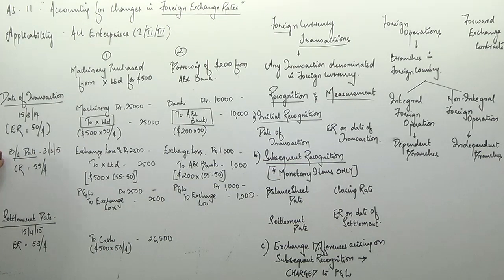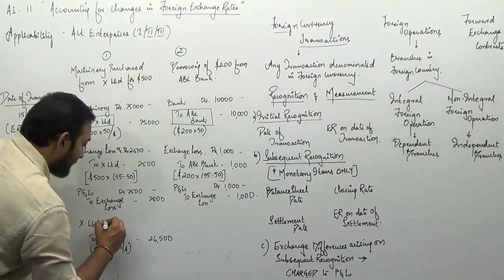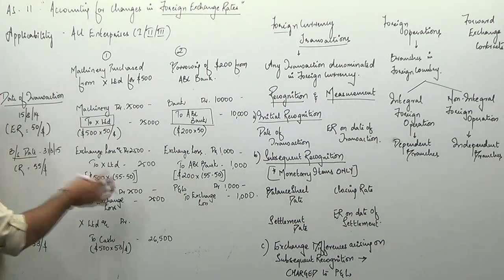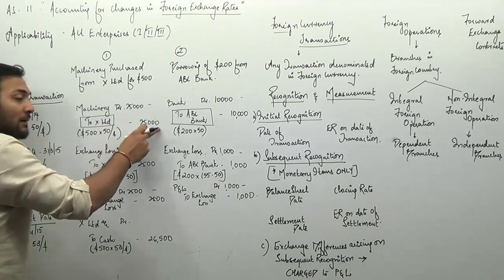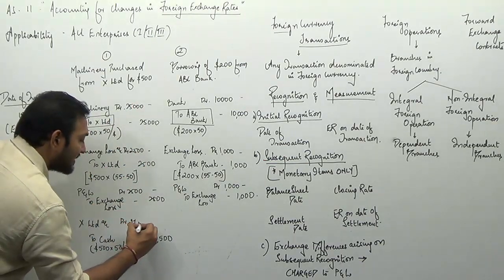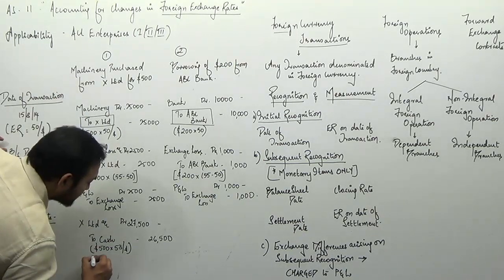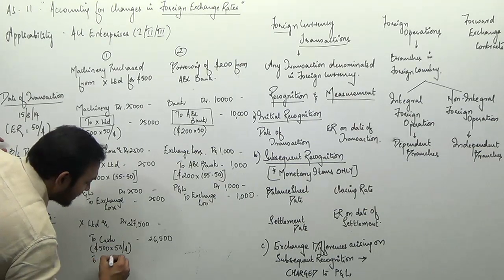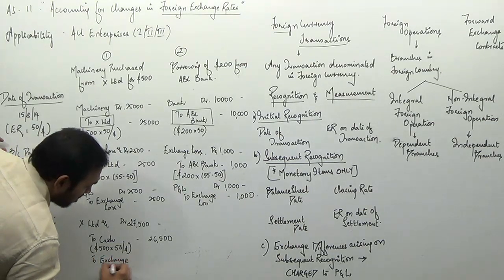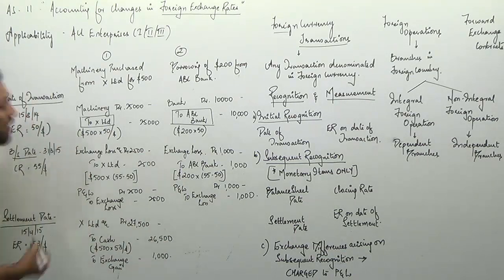Whom did I pay? Debit the receiver. Who is the receiver? X Limited. How much? Whatever is the credit balance in X account. X account credit balance 2,500, this will become 27,500. The entry won't tally, because I recorded the liability at 55 and settled him only for 53. That means I am saving 2 rupees per dollar. That 2 rupees per dollar will be treated as exchange gain. Thousand.